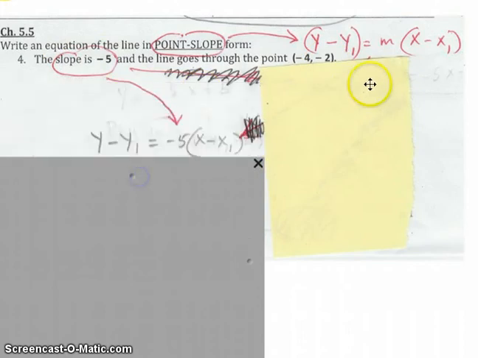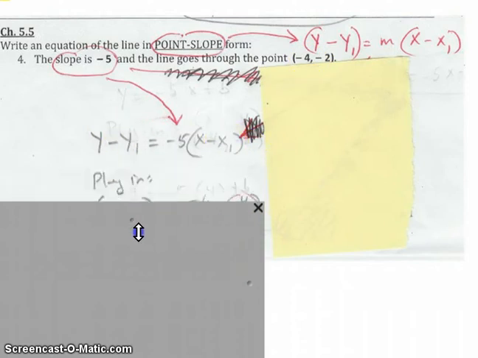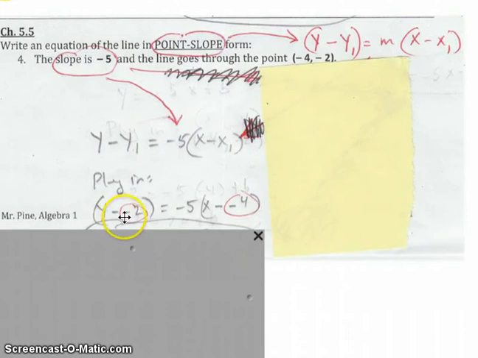The slope gets plugged in where m was. So now I've got y minus y1 equals negative 5 times x minus x1. And the second thing to plug in is this point. I plug it in place of y1 and x1, and it becomes y minus minus 2, because y1 is already negative 2, and it's supposed to be negative y1, so minus minus 2, minus 5, I keep that slope, times x minus minus 4, because that's negative 4.